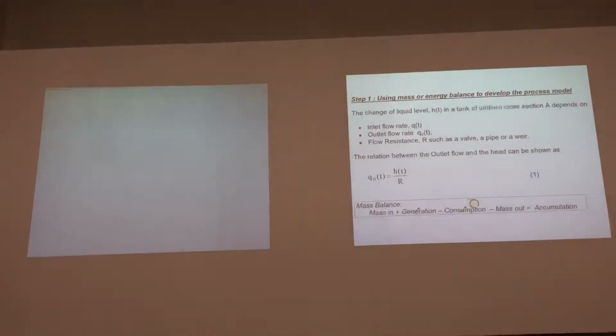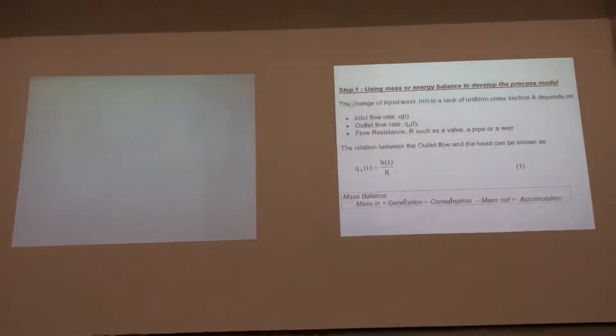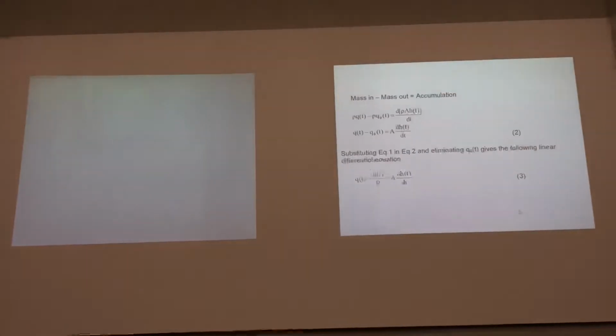So mass in minus mass out becomes accumulation. This is the first equation that we need to use to derive the process model, right? Mass in: if I have a flow rate, I multiply by density, this will give me the mass in. If I have the outlet multiplied by the density, this gives me the mass out.